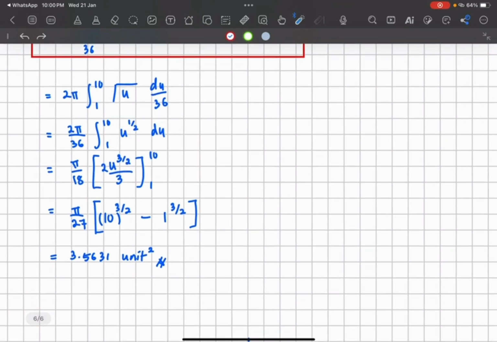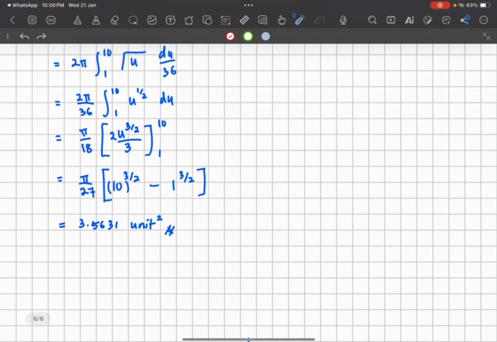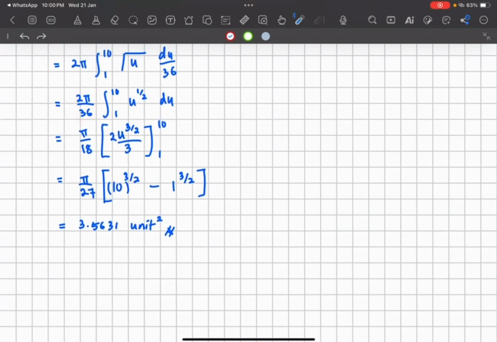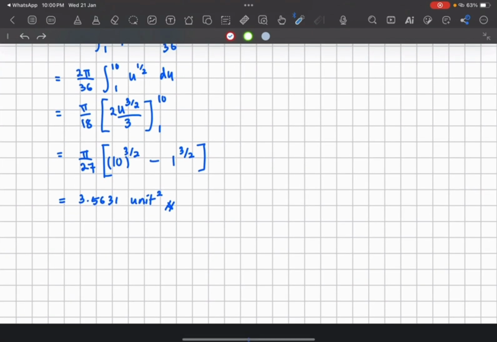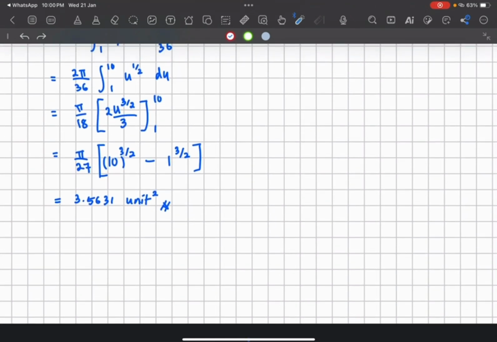So integrate u to the power of half du, we will get 2u to the power of 3 over 2, over 3. Oh, but here we already simplified it to become 1 over 18. Then when we are done integrating, we substitute 10 and 1 into u. When we are done and calculate the final answer, it will become 3.5631 unit square. That's it.